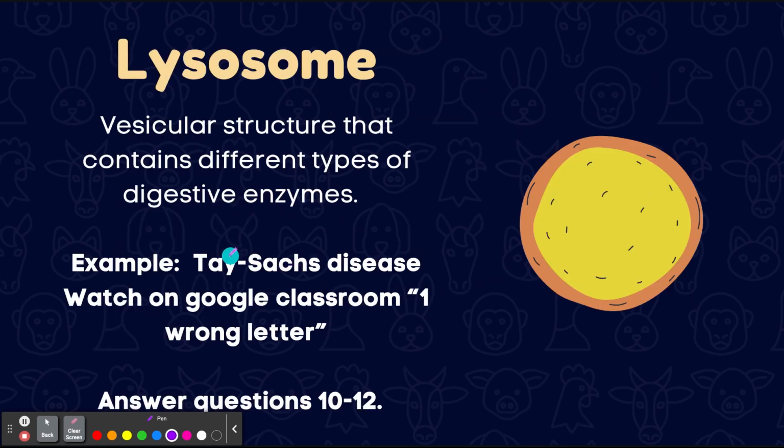And then the lysosome is a vesicular structure. What I mean by that is it's circular, since vesicle means a circular structure, and lysosomes contain a lot of digestive enzymes, different types of digestive enzymes. One example that I like to talk about is a genetic disorder called Tay-Sachs disease, which is a recessive genetic disorder. I want you to watch the video that I have posted on Google Classroom under this assignment, called One Wrong Letter. It's about Tay-Sachs, and then also answer questions 10 through 12.